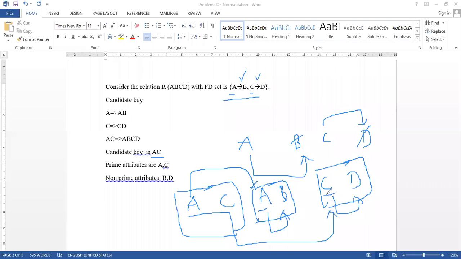So it is about BCNF, right? So converting the given relation into BCNF. BCNF means every determinant must be a candidate key. It means the left side of the FD set must be a candidate key. If not, we have to convert it into BCNF like this. Okay, so we'll see one more problem.